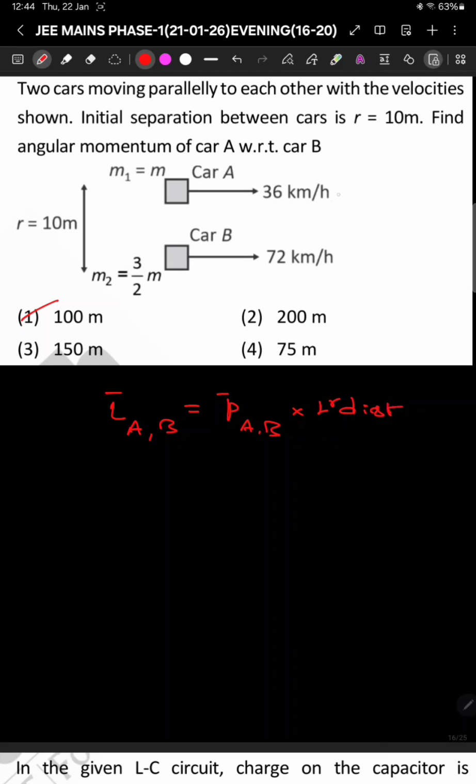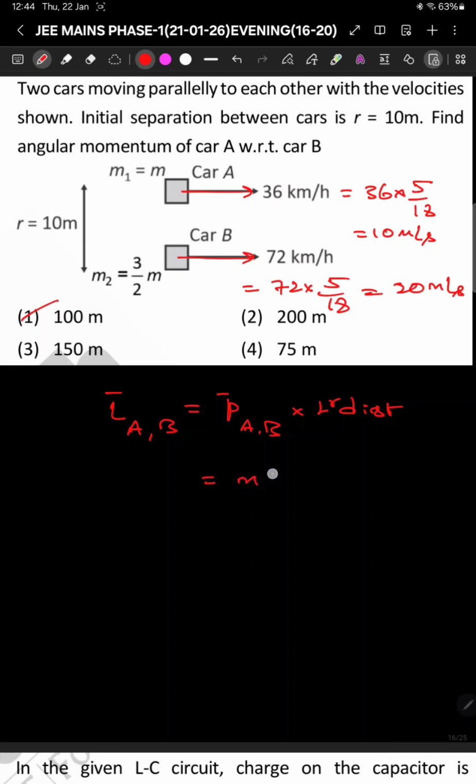So here car A velocity was given as 36 km per hour. Convert into meter per second. 36 into 5 by 18, you will get 10 meter per second. Car B velocity also needs converting to meter per second. So 72 into 5 by 18 meter per second. You will get 20 meter per second.